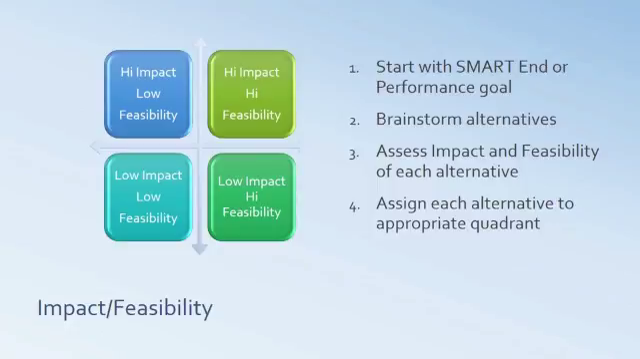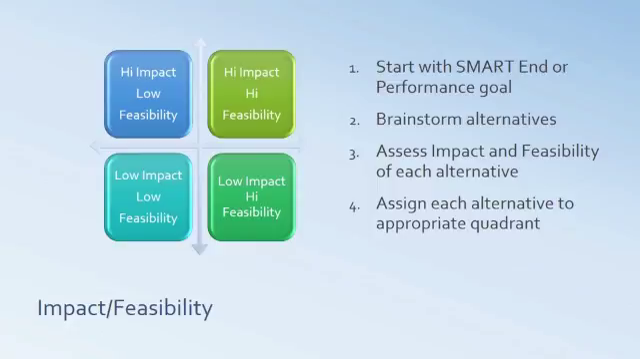Step 3 is assessing the impact and feasibility of each alternative goal or action. It is important that you be as specific as possible when assessing both parameters so that you can begin differentiating your alternatives. Finally, assign each alternative to the appropriate quadrant. Again, you are looking for those goals and actions that offer you and your team the greatest impact or value when it's accomplished.